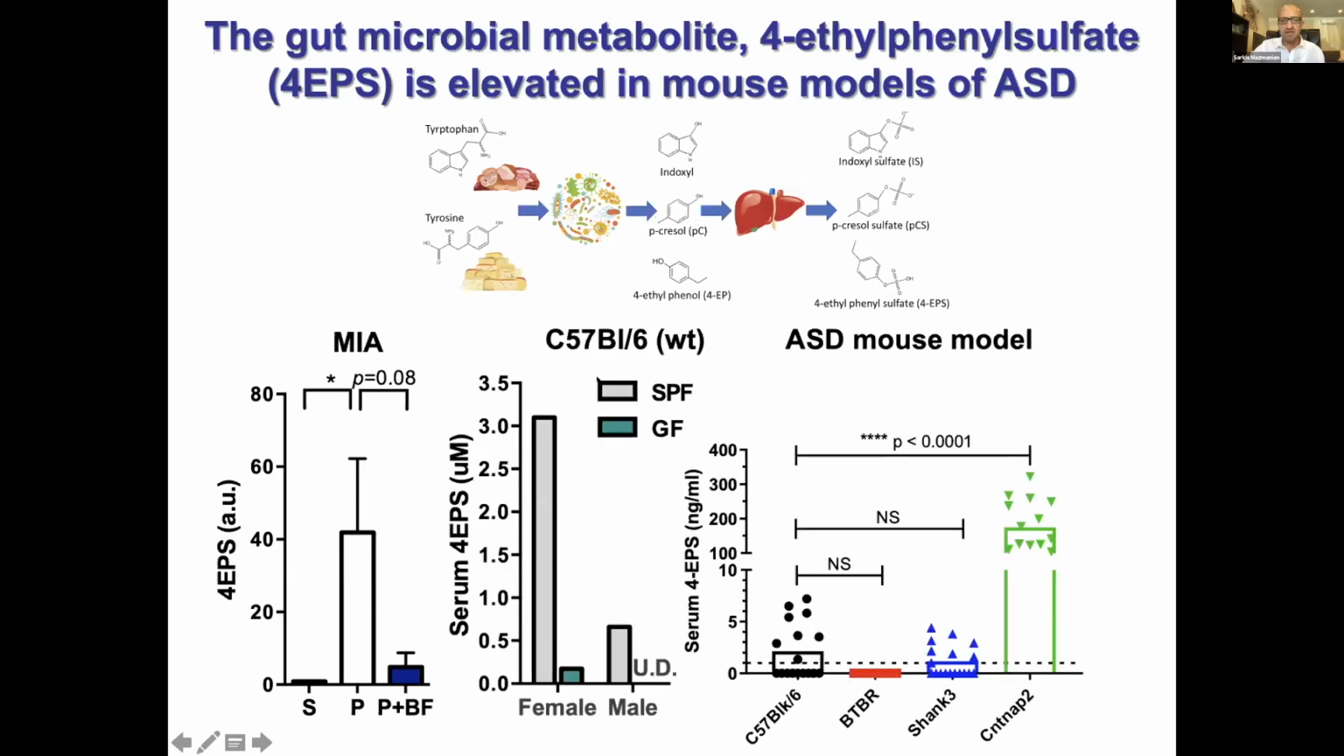When we looked in just wild-type animals, comparing germ-free animals to SPF mice, one can see that germ-free animals have very low to undetectable levels of 4-EPS compared to SPF mice, suggesting, not conclusive, but suggesting that 4-EPS is of microbial origin. And looking at non-MIA models, we showed in the Cntnap2 animal that there's an increase in serum 4-EPS in this other genetic mouse model of autism.